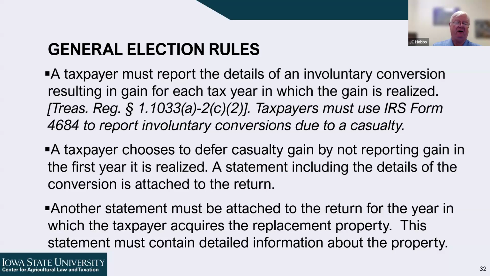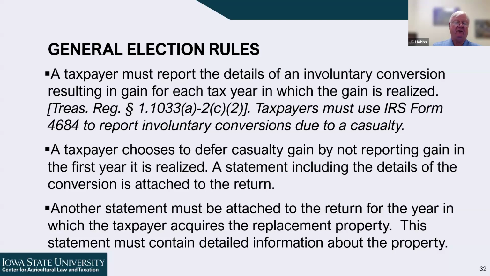It has to be done in the first year in which the gain is realized. And then when we acquire the replacement property, we attach another statement showing that not only did we defer it the first time, now we have the new replacement property in place, and it contains detailed information about it.